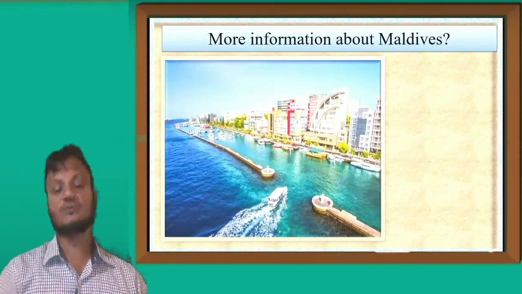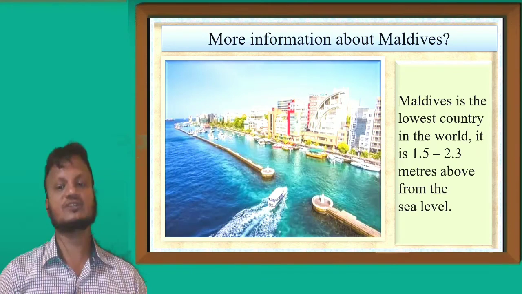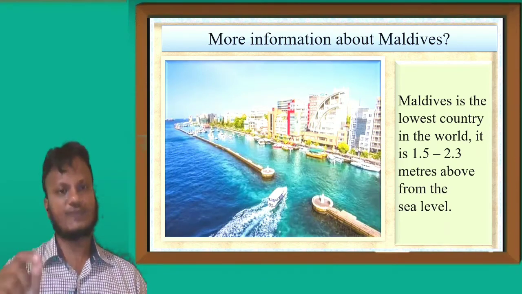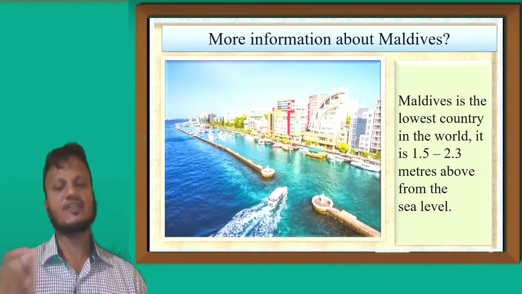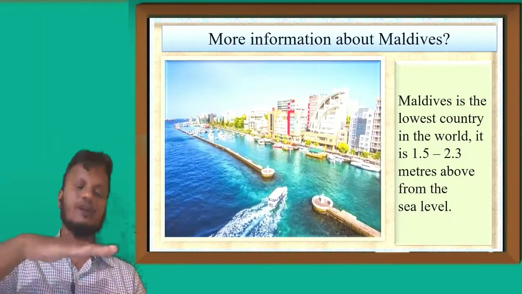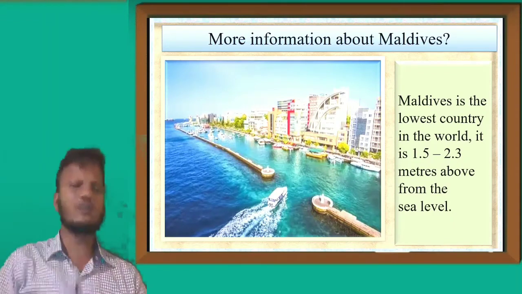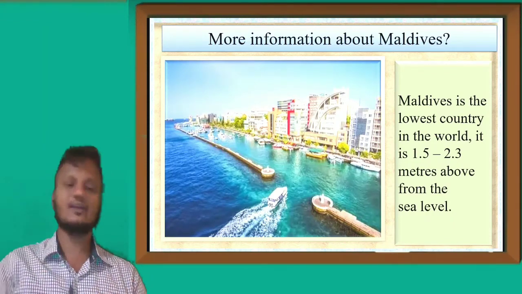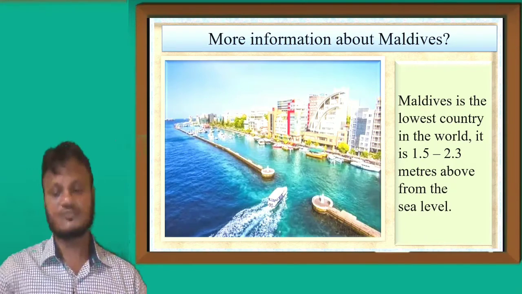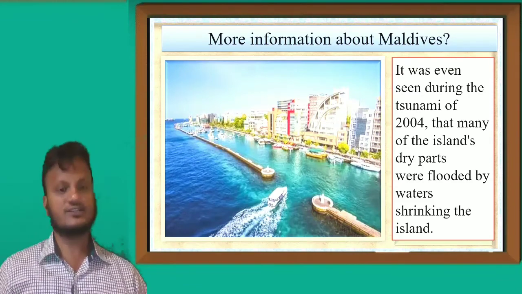Now, more information about Maldives. Maldives is the lowest country in the world. It is 1.5 to 2.3 meters above sea level. Suppose this is sea level, only 1.5 or 2.3 meters above it. So Maldives is a very low-lying country, and nobody knows when Maldives will go underwater. It was even seen during the tsunami of 2004 that many of the islands' dry parts were flooded by water, sinking the islands.